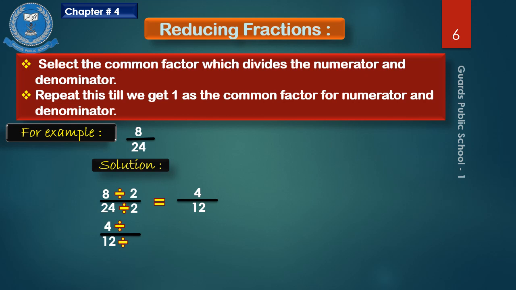Yes, 2 2s are 4. 12 comes in the table of 2. Yes, 2 6s are 12. It means we will reduce by 2 again. Our answer is 2 upon 6.